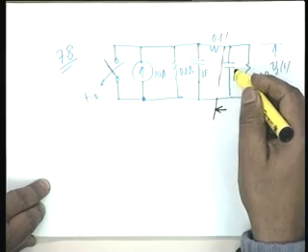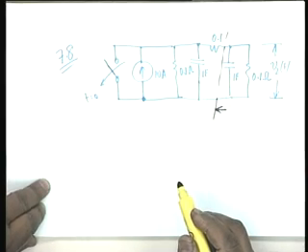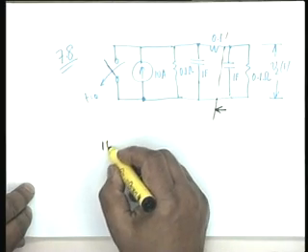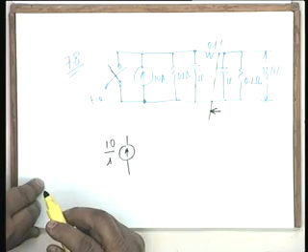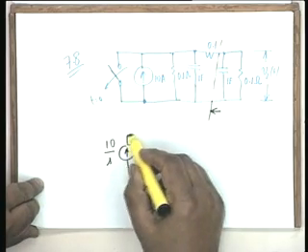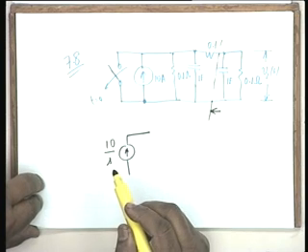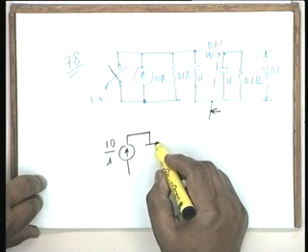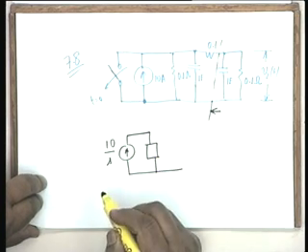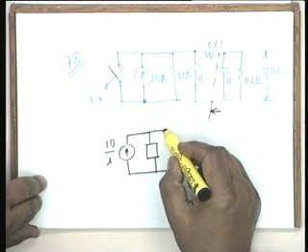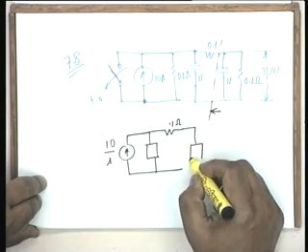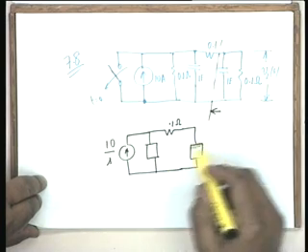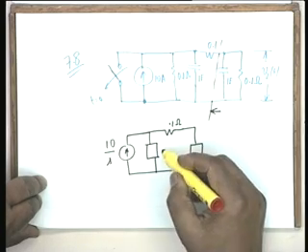Well, we shall work in the transform domain, and if these capacitors are initial condition free, then the transform equivalent circuit is 10 by S. This current source is 10 u(t), so it becomes 10 by S. Then this combination of 0.1 ohm and 1 farad can be combined into a single impedance. Then we have 0.1 ohm and again 1 farad, and they can be converted into a single impedance.